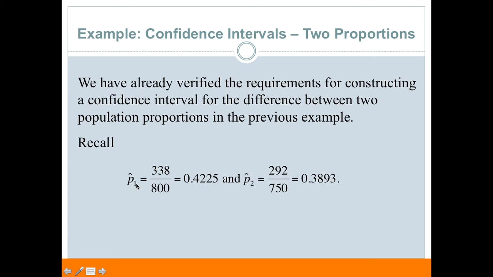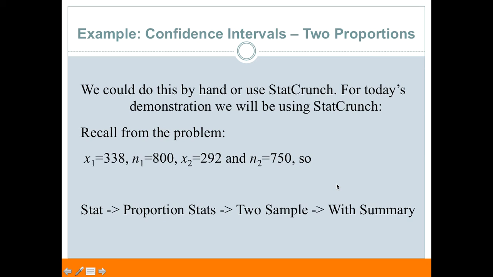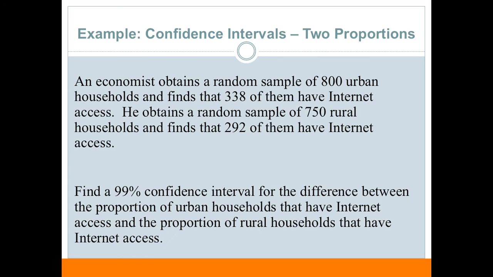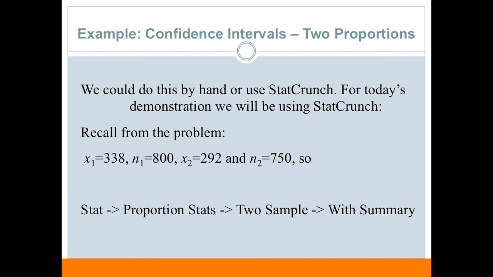But if you recall, our p1 hat is 338 out of 800, which was 0.4225, and our p2 hat was 292 over 750, which was 0.3893. So option one would be to use this formula here. I'm just not going to go through it because it's very tedious, time consuming to put in your calculator, and really easy to mess up. What I want to focus on is showing you how to do it in StatCrunch.